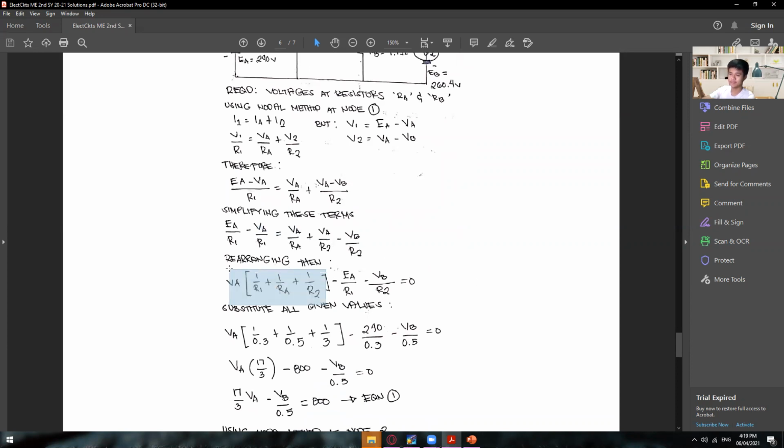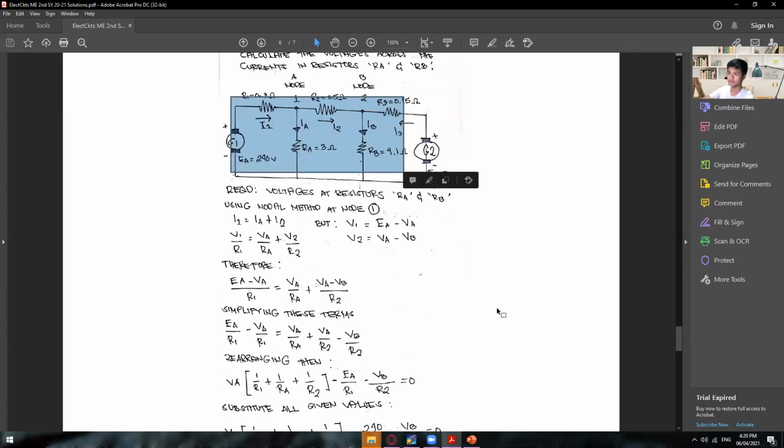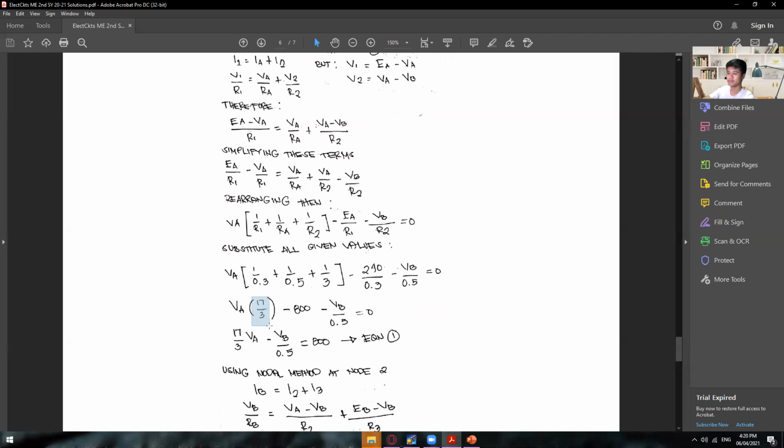So from there, we can have this equation. Just put it outside, and then you can now add those variables, R1, RA, and R2, since they are already given in our circuit. Then you can simplify this a little bit more, wherein you will get 17 divided by 3. And for the EA and R1, they are already given, so just substitute their values and you will get 800 for this one. And then the VB divided by 0.5 is still the same.